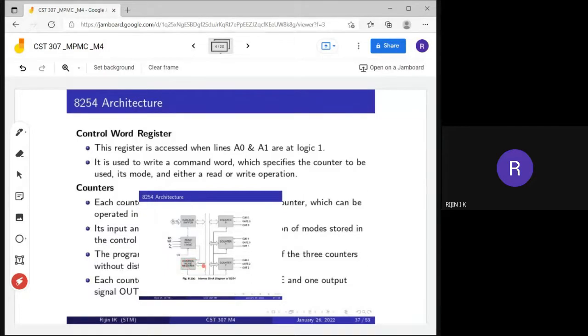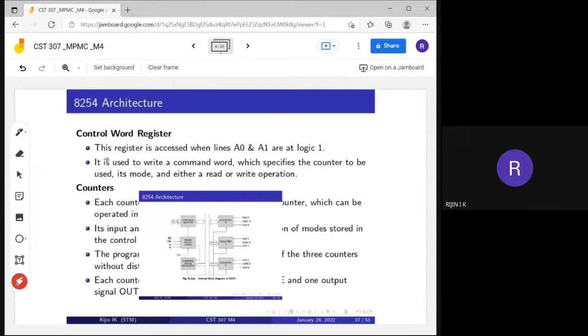Actually, this control word register is used to write the command word. It specifies which counter is used for performing the counting operation. And there are 6 modes of operation in 8253. This control word register specifies which mode it is operating in, and also whether it is a read operation or write operation. All these information will be available in this control word register.